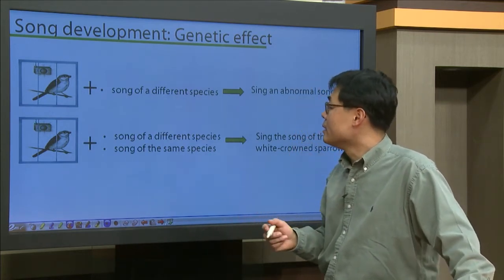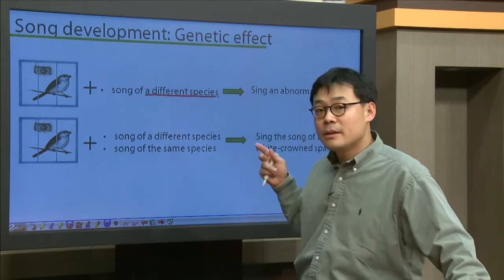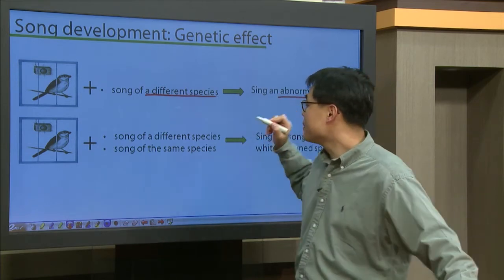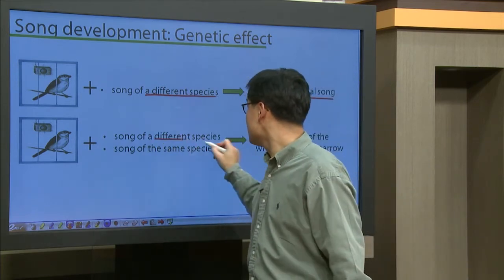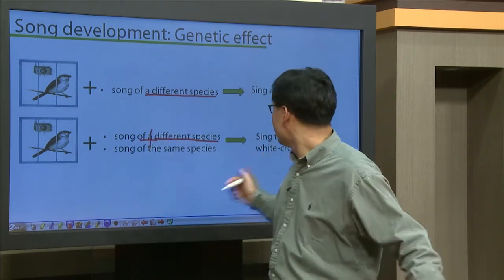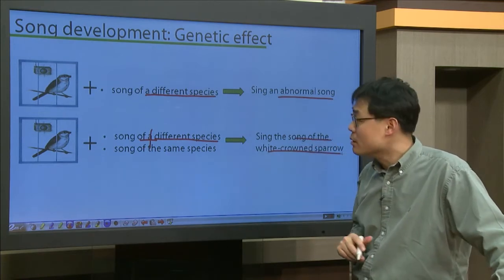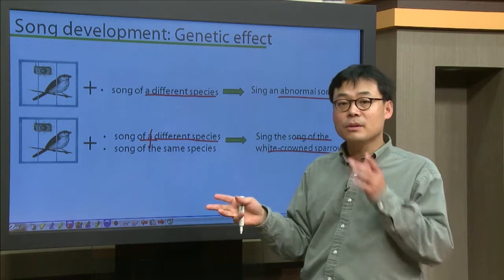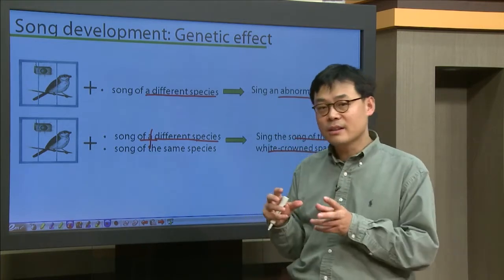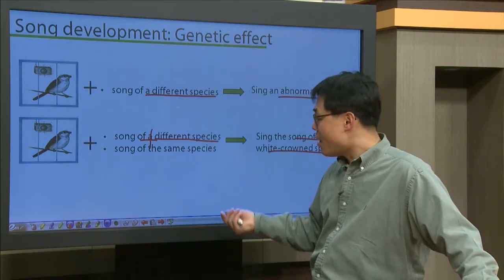Not only environment. If you play the songs of some totally different species, and they cannot produce their own song, they sing some abnormal song. But if you play the songs of the different species plus songs of the same species, then they will sing the song of the white-crowned sparrow. So it's kind of flexible. Their learning ability is kind of flexible. They can learn the Buckley song. They can learn the marine song. But they cannot learn another species' song.